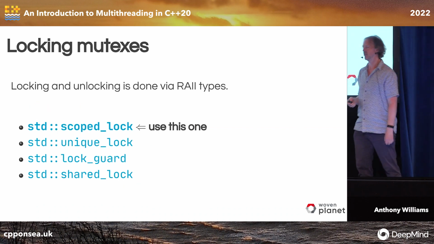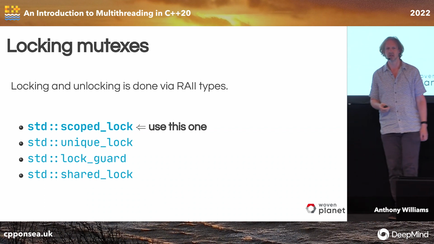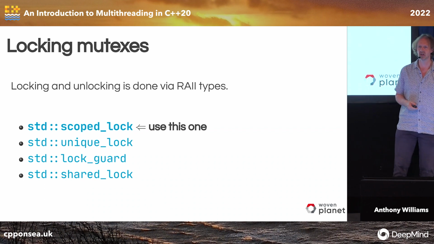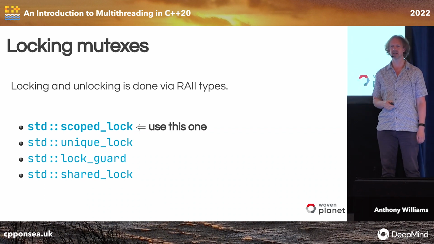And again, we have RAII types for locking and unlocking. std::scoped_lock is the one that you should be using all the time, apart from the very, very rare case where you're using a condition variable and you want std::unique_lock.